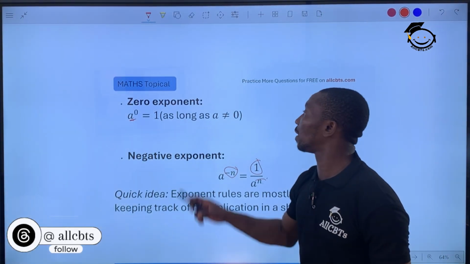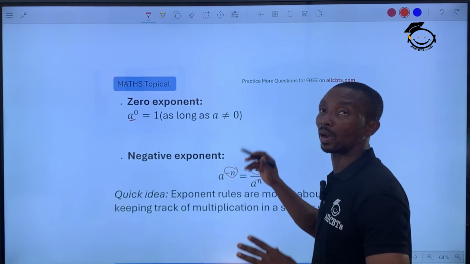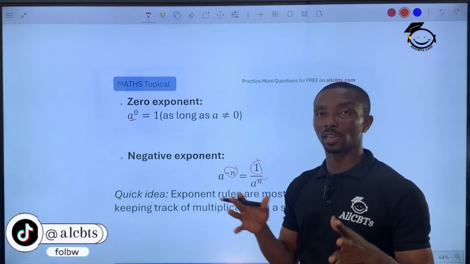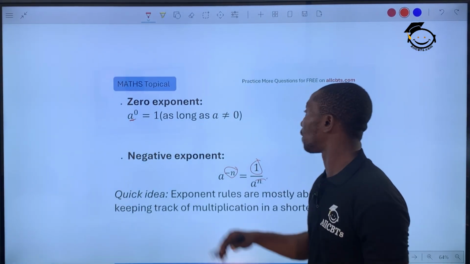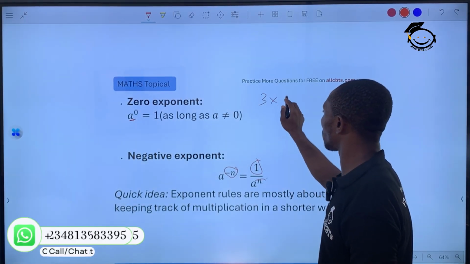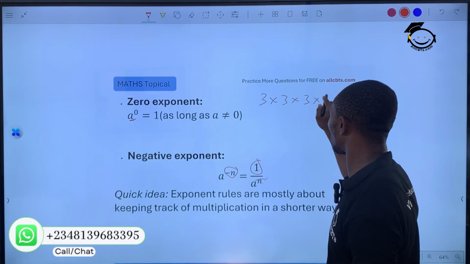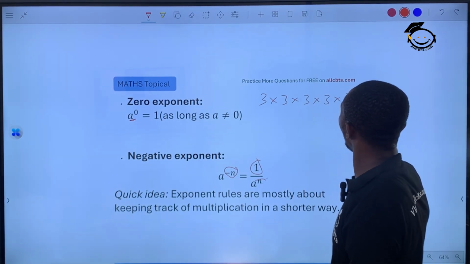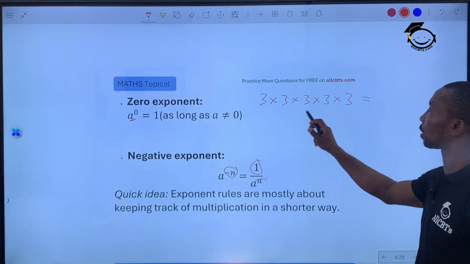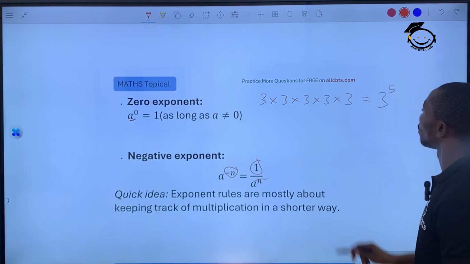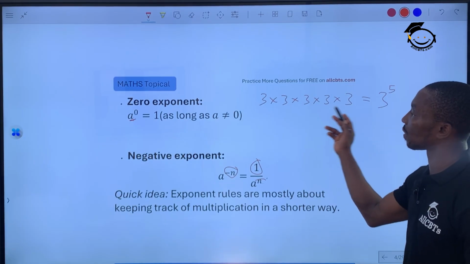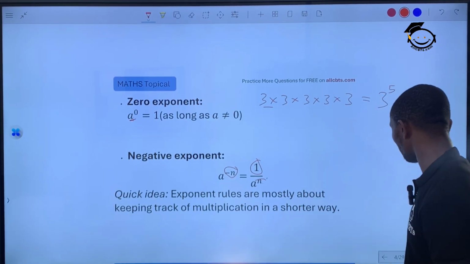Exponent rules are mostly about keeping track of multiplication in a shorter way. So instead of having 3 times 3 times 3 in 5 places, we make it look short by saying 3 raised to the power 5. So if you have 3 times 3 times 3 times 3 times 3, in indices form or exponent form, it becomes 3 raised to the power 5. This looks shorter than this.